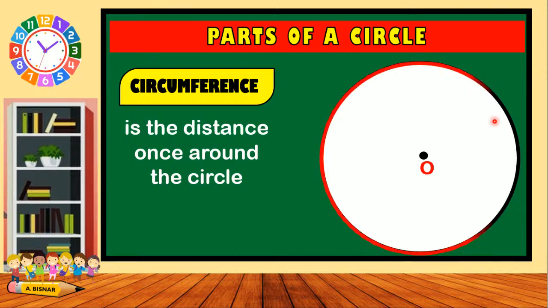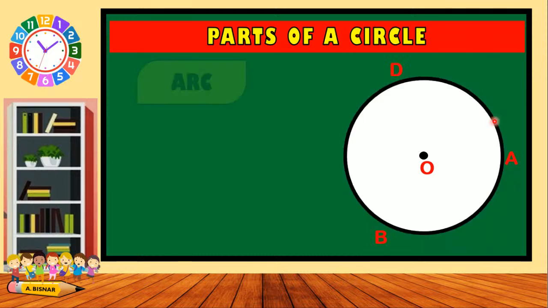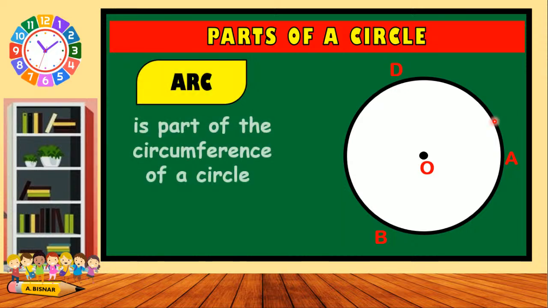Okay, next. Ayan. Arc. So, arc is part of the circumference of a circle. So, kanina, circumference yung kabuuan, distance paikot ng circle. Ngayon naman ay part lang. Okay? For example, we have arc AD. So, this will be the symbol for that.